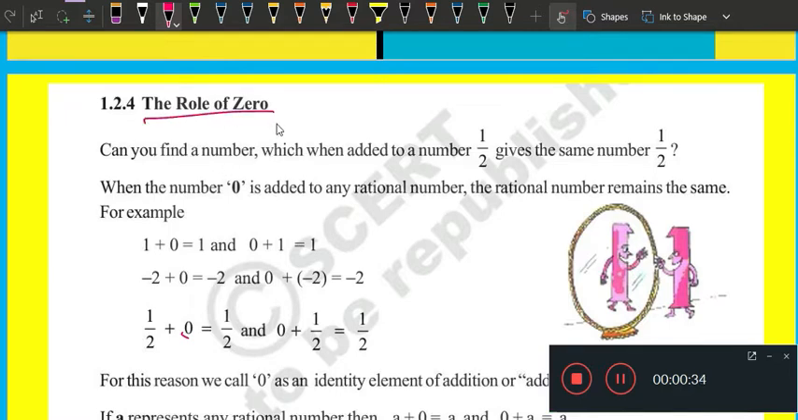First of all, the role of 0. Can you find a number which when added to the number 1 by 2 gives the same number 1 by 2? When the number 0 is added to any rational number, the rational number remains the same. For example, 1 plus 0 is equal to 1, 0 plus 1 equals 1. Minus 2 plus 0 is equal to minus 2, 0 plus minus 2 is equal to minus 2. 1 by 2 plus 0 is equal to 1 by 2, 0 plus 1 by 2 is equal to 1 by 2.